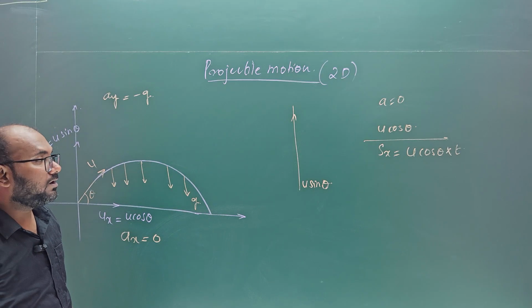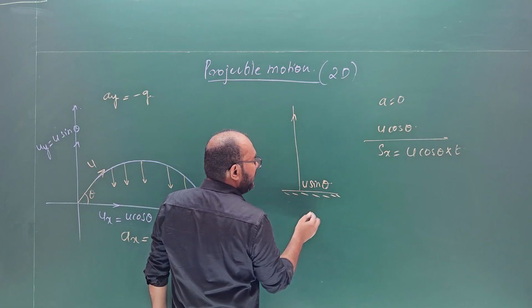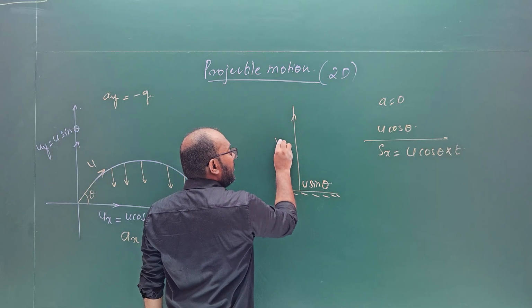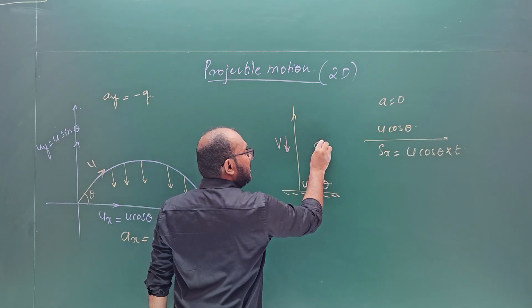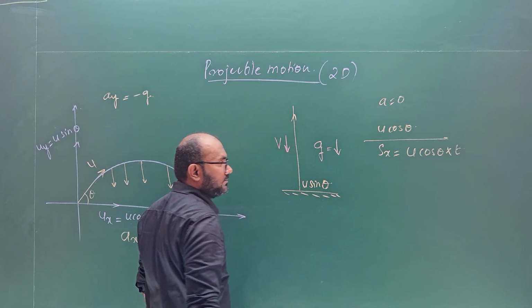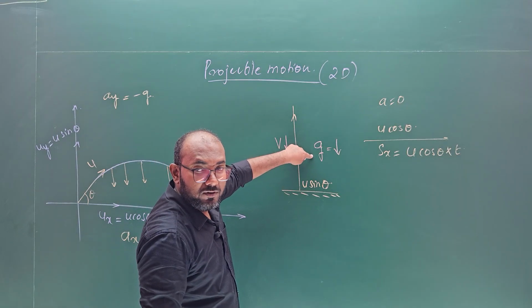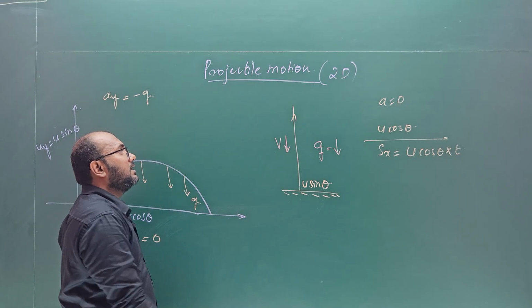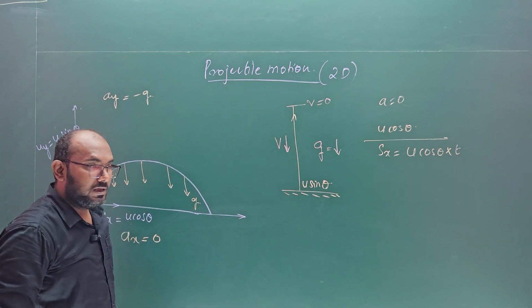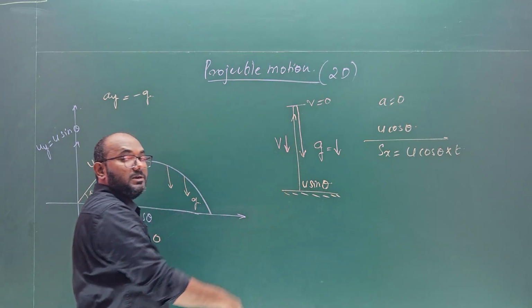But what happens in the vertical motion? The velocity along the vertical motion changes. Consider this is your ground. Already we have learnt in motion under gravity, as the object goes in the upward direction, velocity decreases. Why? Because acceleration due to gravity, the g value, is acting in the downward direction. Yes or no? Velocity is decreasing because of acceleration due to gravity. Then can I say that at a certain position the velocity becomes 0? Yes. Then again velocity will follow this particular path, and the velocity increases.